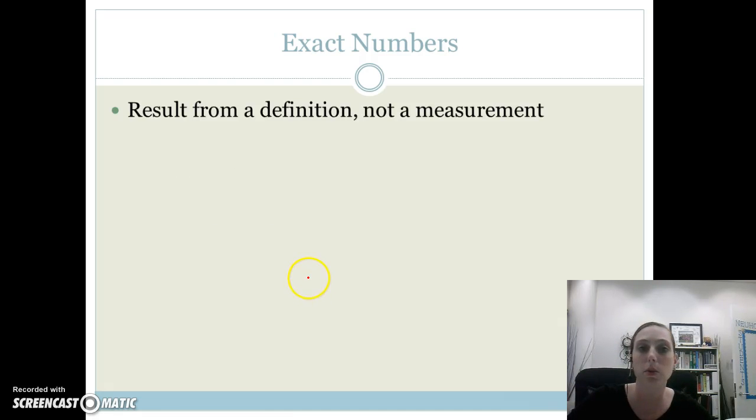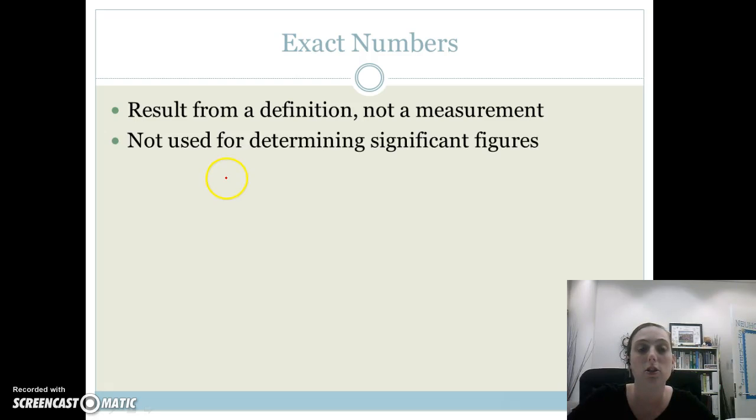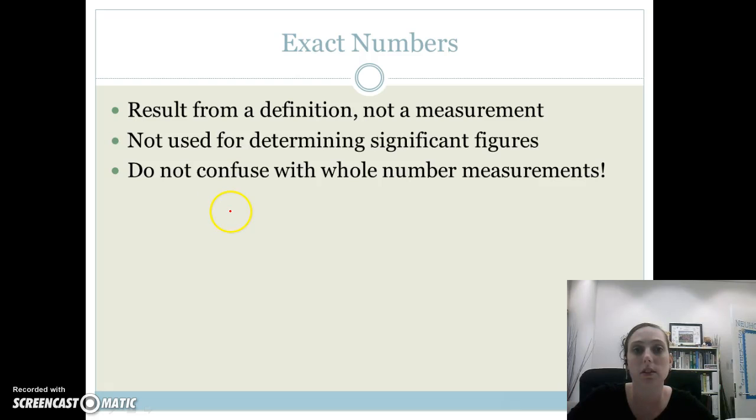So just a little bit more over exact numbers. This is a definition, not a measurement. So it has nothing to do with you taking a ruler or taking a graduated cylinder. This is, could you count it, or could you come up with a definition? For example, everybody knows 12 inches is 1 foot. That is a definition. So we do not use these for sig figs.